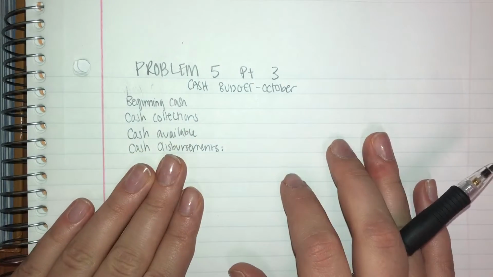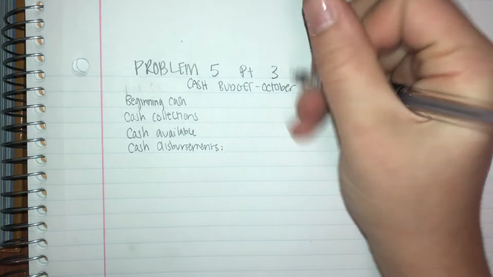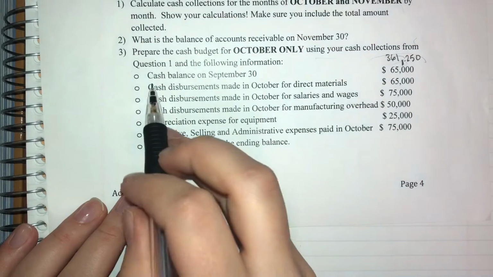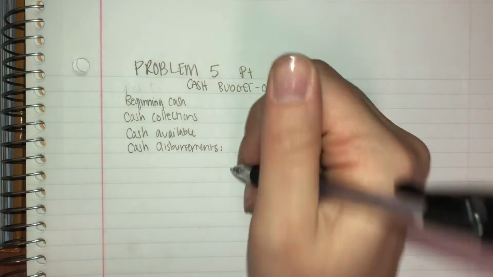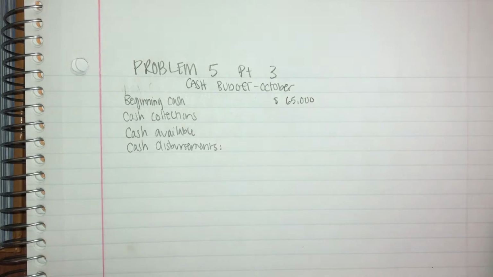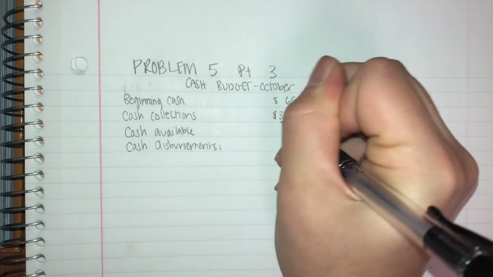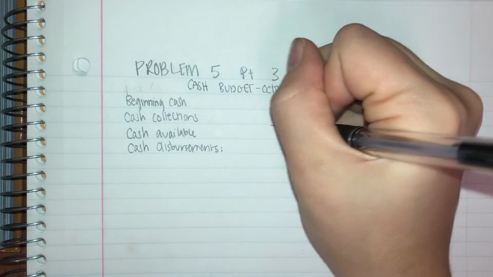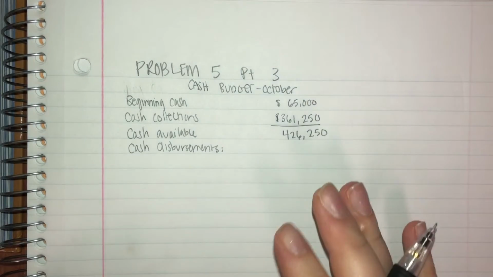So I kind of started a cash budget here. I didn't lay it out as much as I did because we're going to have something that I want to explain. So right here, beginning cash, it was really nice. They gave us a lot of information in this problem. So cash balance on September 30th was $65,000. So that means the day after in October, it still was $65,000, didn't change. Our collections, as I mentioned before, was $361,250. And then we would just add those two numbers together to get our total cash available. So that gives us $426,250.